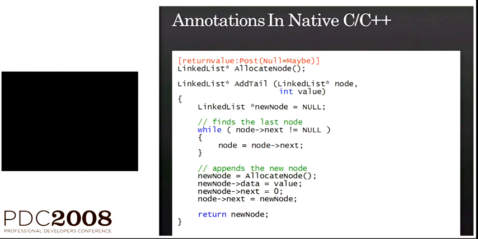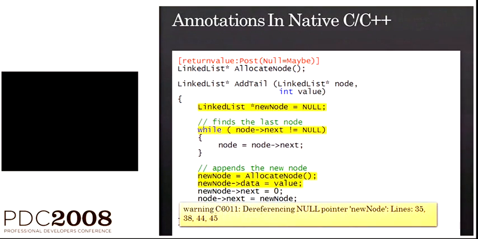Another annotation: my allocate node function says the return value could be null. Code analysis uses that information and finds a path where, if allocate node returns null, you have another dereference of a null pointer. There, your application is going to crash. So you've just saved two crashing bugs using annotations for better analysis.